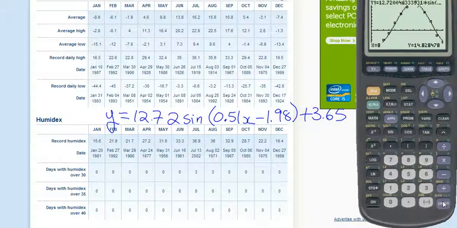Another question I asked, so you've got a function going on July 15th. What do you expect the temperature to be on July 15th? What are we going to have to do here?